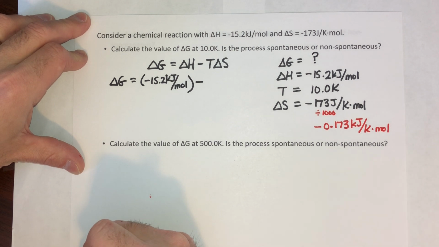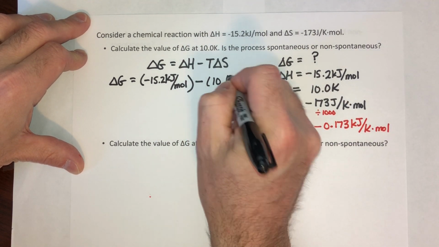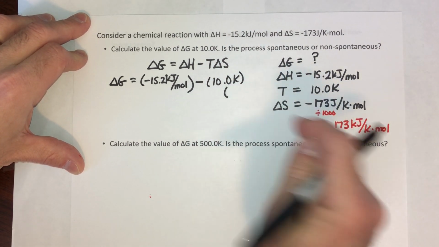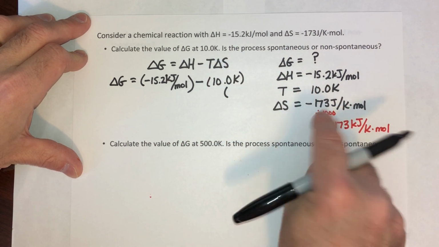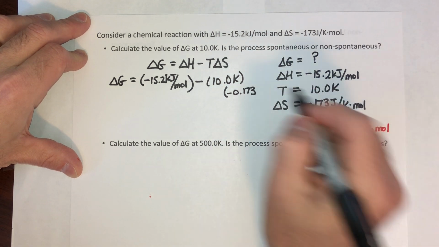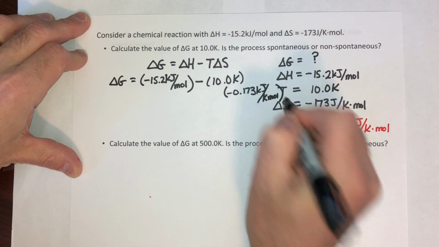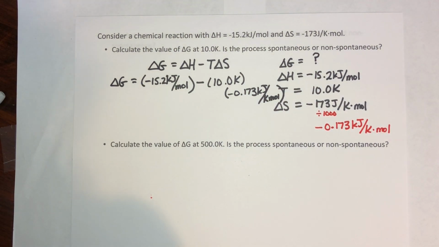Minus the temperature, I know that. That's 10.0 kelvins. Times, and I really should put it here, but I ran out of room. So times the delta S, and I know that too. It's a minus 0.173 kilojoules per Kelvin mole. Whew. Ran out of room there a lot more than I had anticipated.